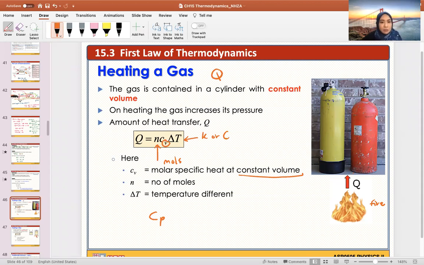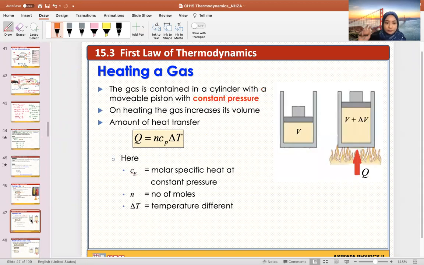This cylinder of gas is made out of steel or metal. I don't know what type of metal. But we know that the volume cannot change at all. However you heat it, this will be the size of your cylinder. So this means that the volume is constant. When you have a constant volume like this, you use CV. You heat it up, you try to do work, the volume of the cylinder does not change. It does not bend, it does not break, it maintains. So that is when you use the constant volume.